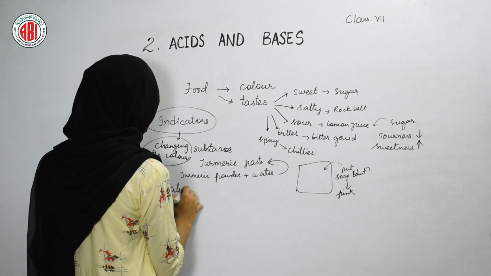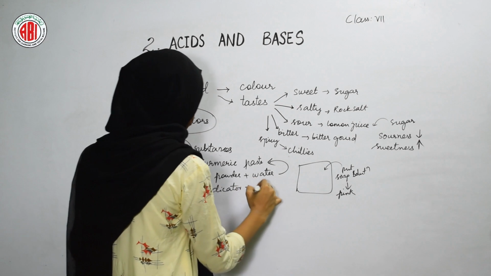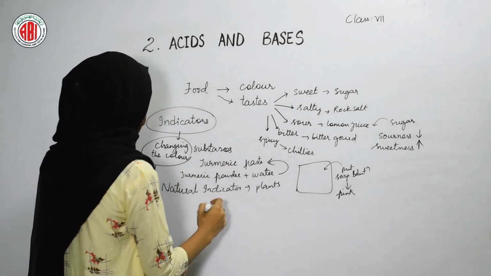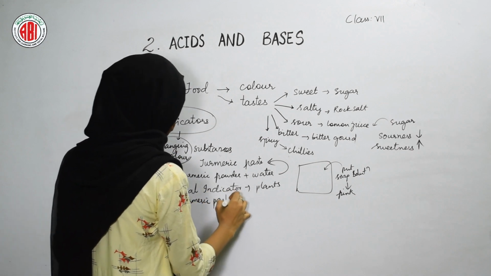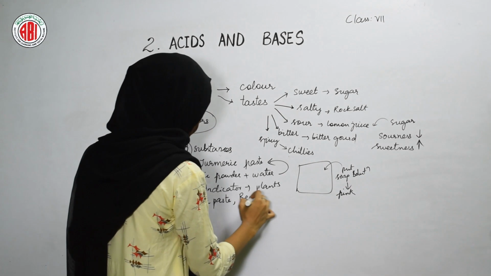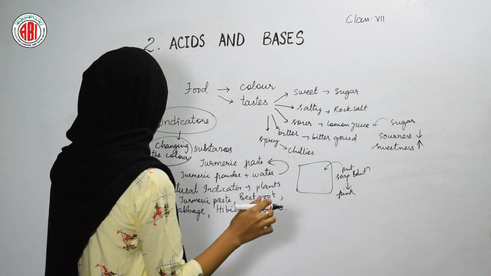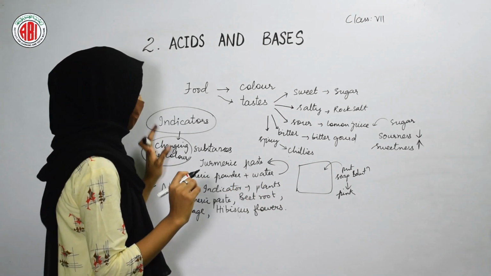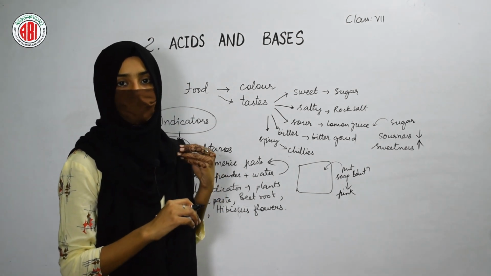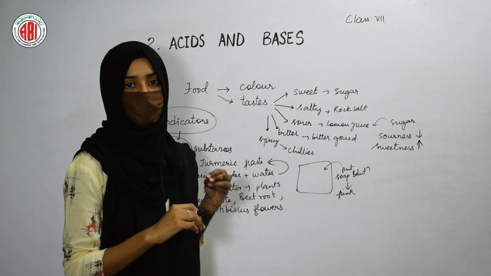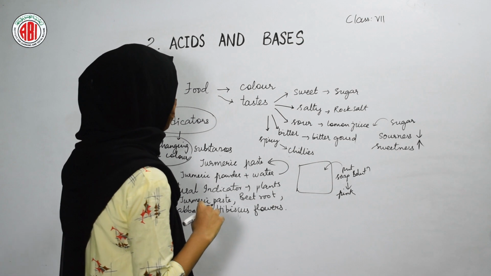Natural indicators are also present, and these natural indicators can be obtained from plants. In the natural indicators, we can take an example of this turmeric paste, and even we can take the example of beetroot juice, cabbage and hibiscus flower. These are all natural indicators. Let us see, by taking two indicators, the change in the color of those indicators when they are put on different substances.